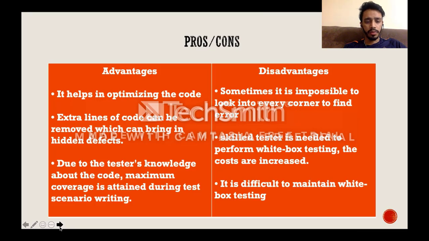So let's talk about the advantages and different disadvantages of this technique. The main advantage is that it helps the code to optimize. Like it is very easier to optimize the code as compared to the black box testing technique. Also, the length of the code can also be shortened, and extra lines of the code also can be removed. As in this technique, the tester must know the internal workings of the software, so maximum coverage is attained during the test scenario writing.